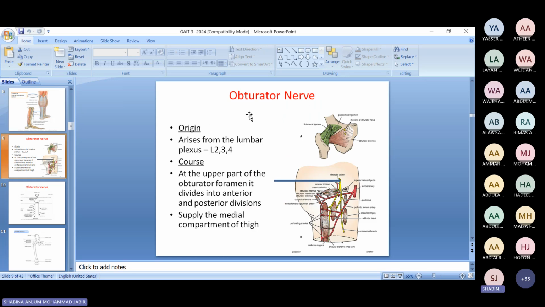Then we have the last nerve, which is called the obturator nerve. Do you remember the obturator foramen? Yes?